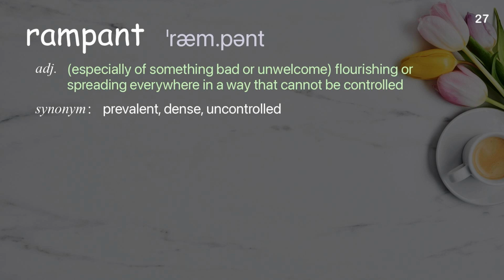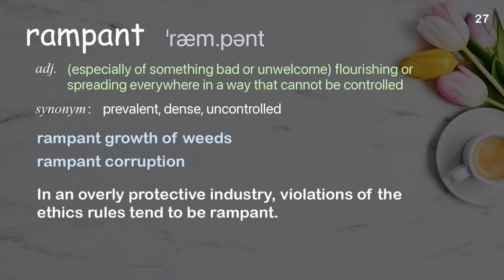Rampant. Especially of something bad or unwelcome, flourishing or spreading everywhere in a way that cannot be controlled. Examples: Rampant growth of weeds, rampant corruption. In an overly protective industry, violations of the ethics rules tend to be rampant.